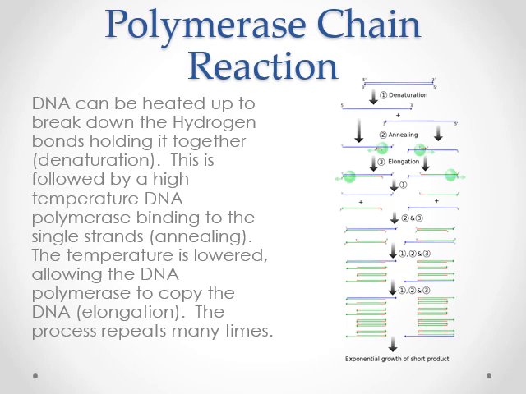Next, you take those bands, you purify them so that you have the extracted DNA of the specific region you're looking for, and you run a polymerase chain reaction on it. Here, the DNA is going to get heated up to break down the hydrogen bonds holding it together. You denature the DNA. That's then followed by a high-temperature DNA polymerase binding to the single strands. That's called annealing. This high-temperature polymerase came from a thermophilic bacteria. It lives in hot springs. It's called Taq polymerase. You don't really need to know that, but it's interesting.